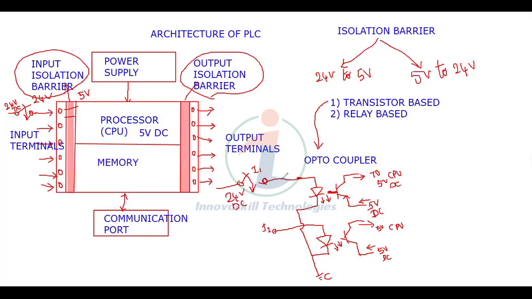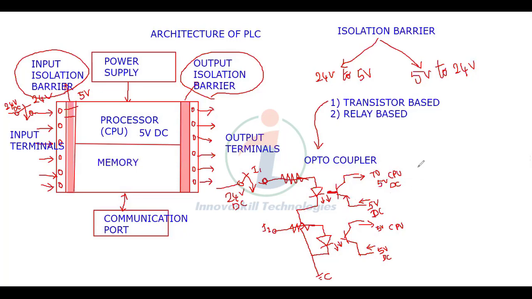So internally, there will be some resistors to limit it. So that LED will be activated. Whenever that LED is activated, that light emitted will be activating this base terminal. If this base terminal is activated, the 5 volt which is given internally will be reflected here to the CPU.